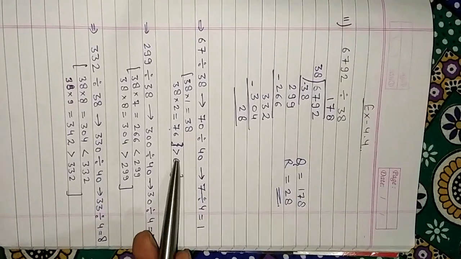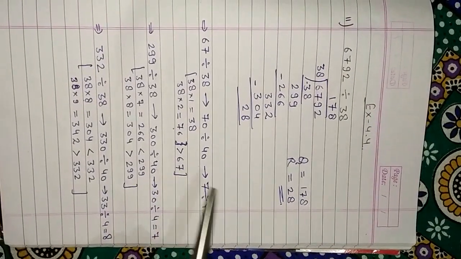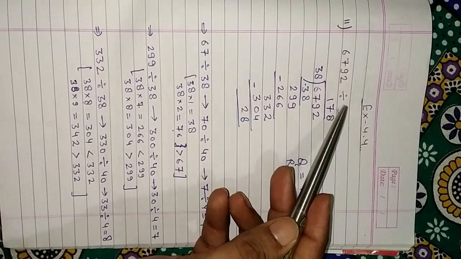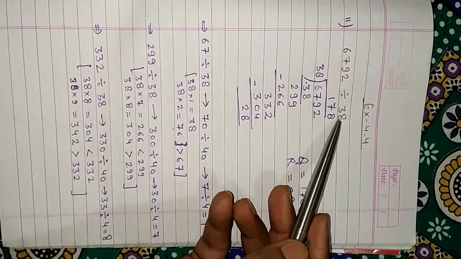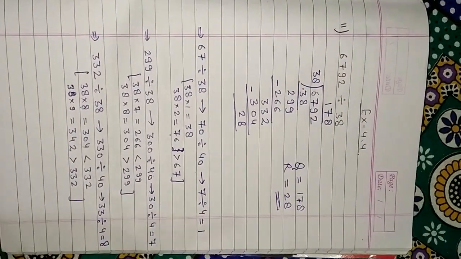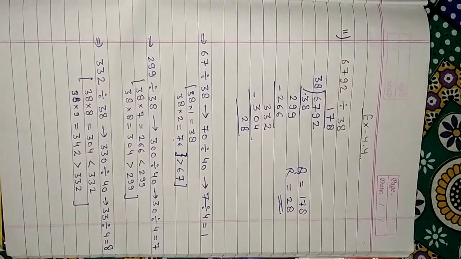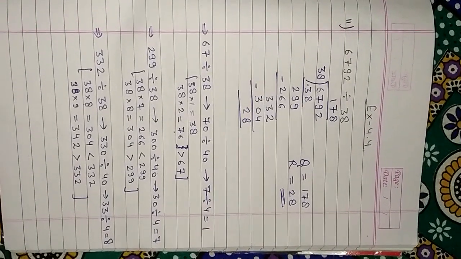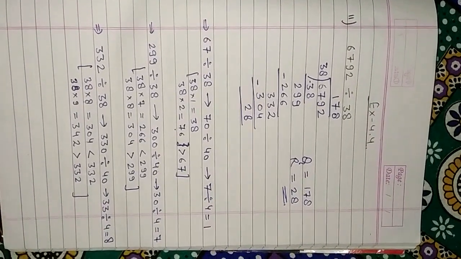We use this estimate method because the divisor is a greater number, 38. Okay? If we know the table of the divisor, we can directly divide.